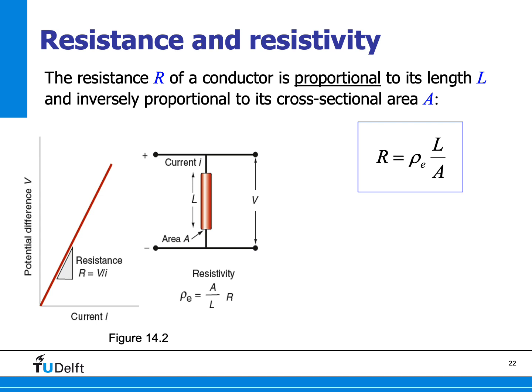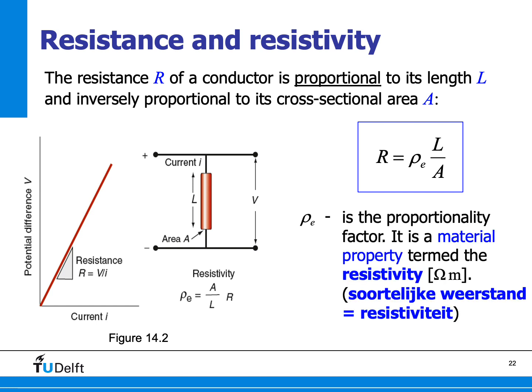Now the resistance of the conductor is proportional to its length L, and it is inversely proportional to its cross-sectional area A. So in the form of a formula, the resistance R is proportional to the length divided by A, and the proportionality factor is rho, which is a material property, and it's called the resistivity. The units of the resistivity are ohms times meters, and in Dutch we call that the soortelijke weerstand or resistiviteit.